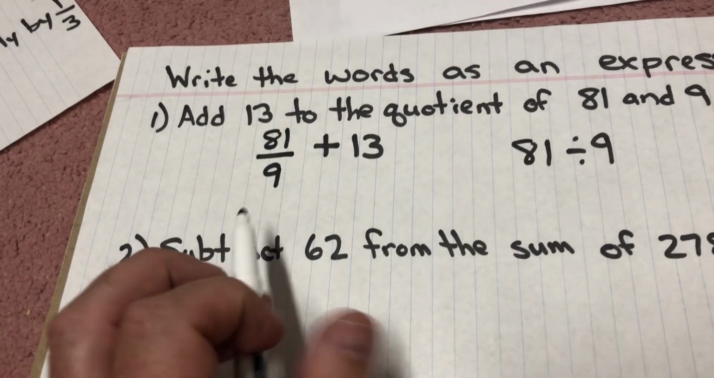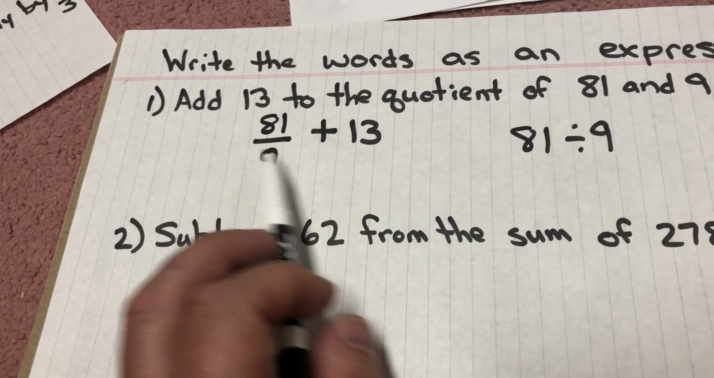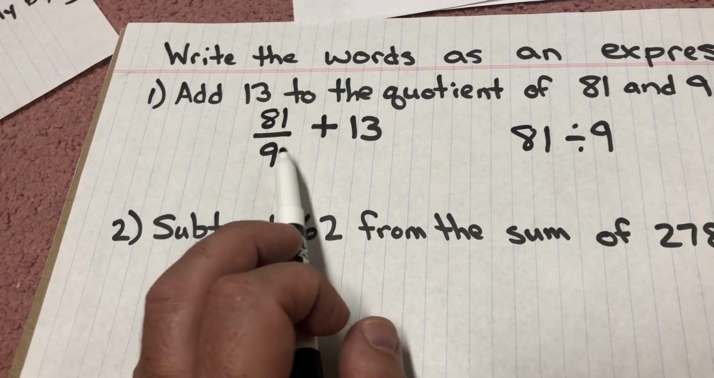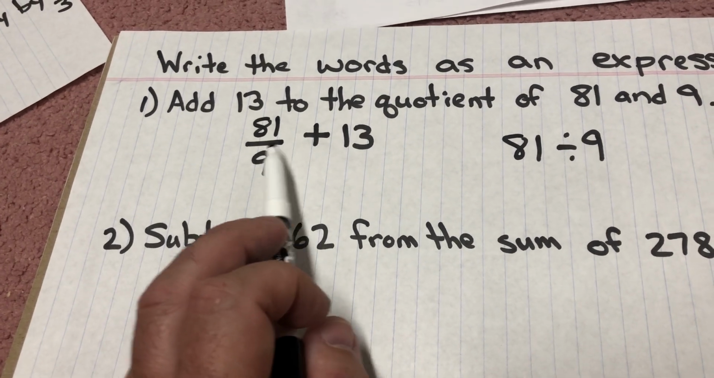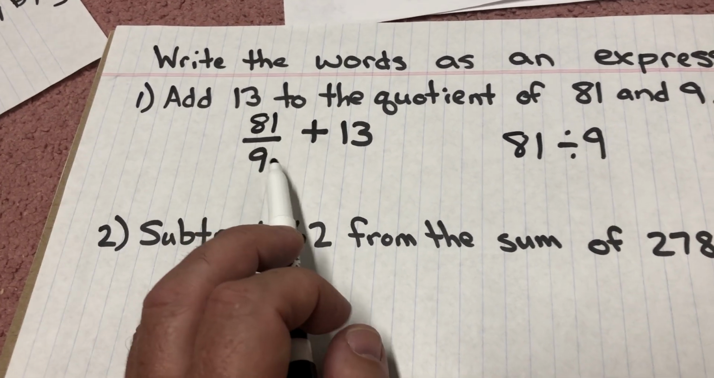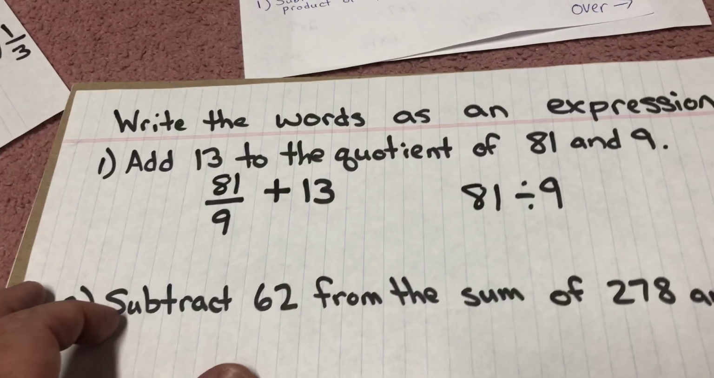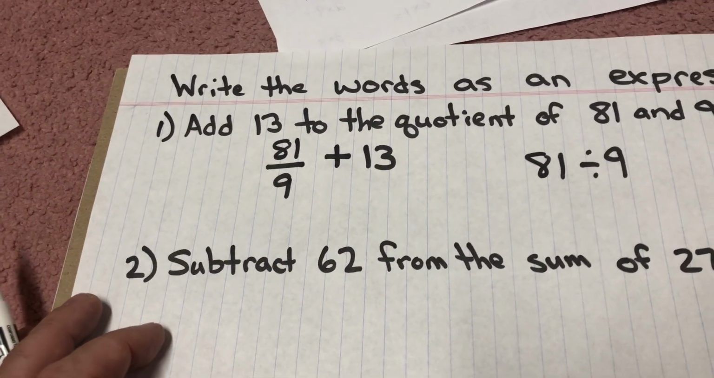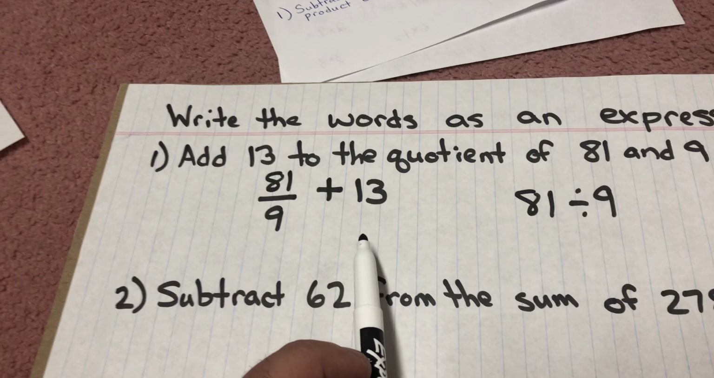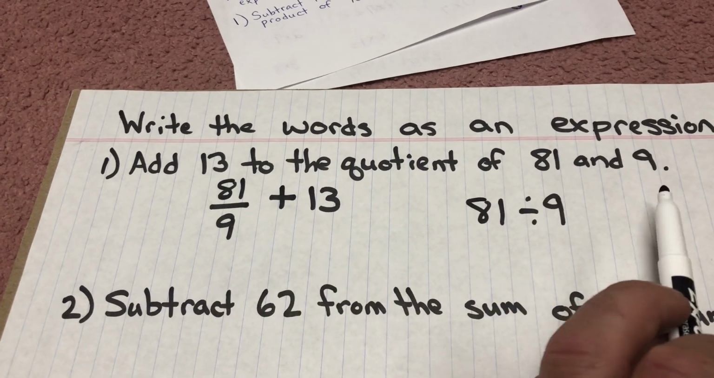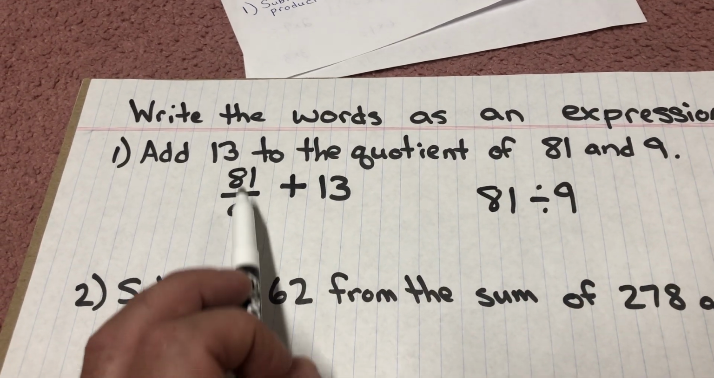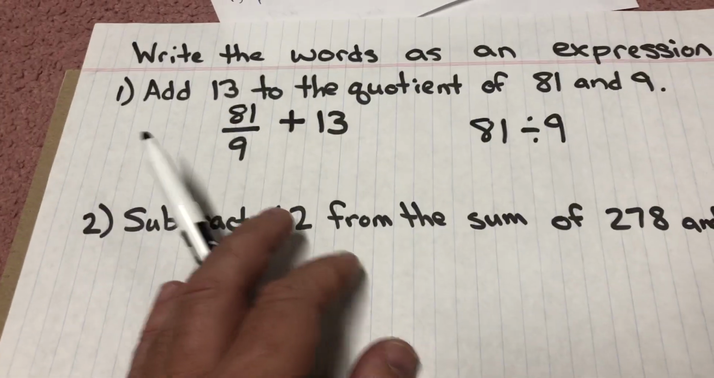You're going to get to the point where you get into the junior high and high school level, and you're going to need to recognize that fractions and division go along together. And we're going to write this as a fraction, 81 divided by 9. So we have adding 13 to the quotient of 81 and 9, and we're moving on.